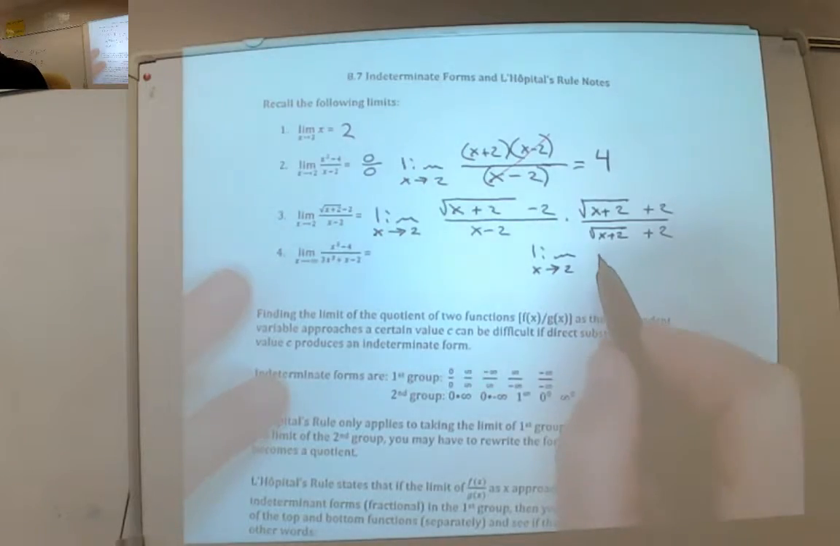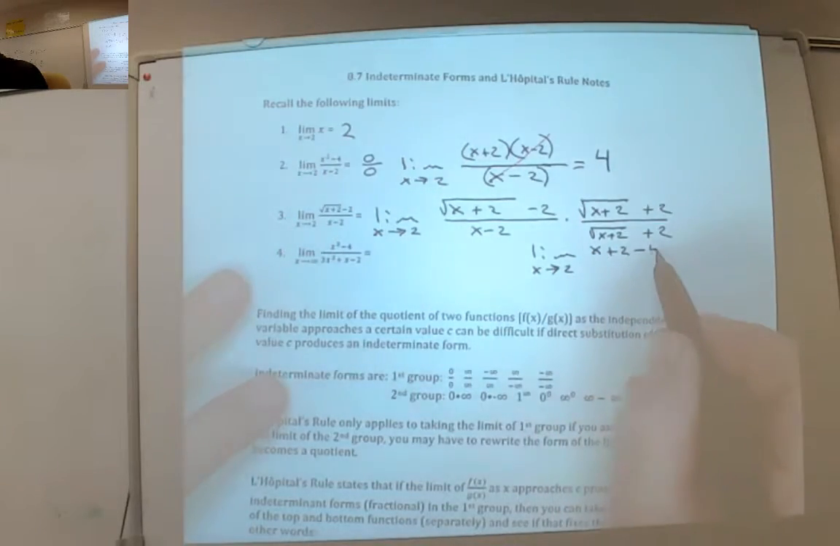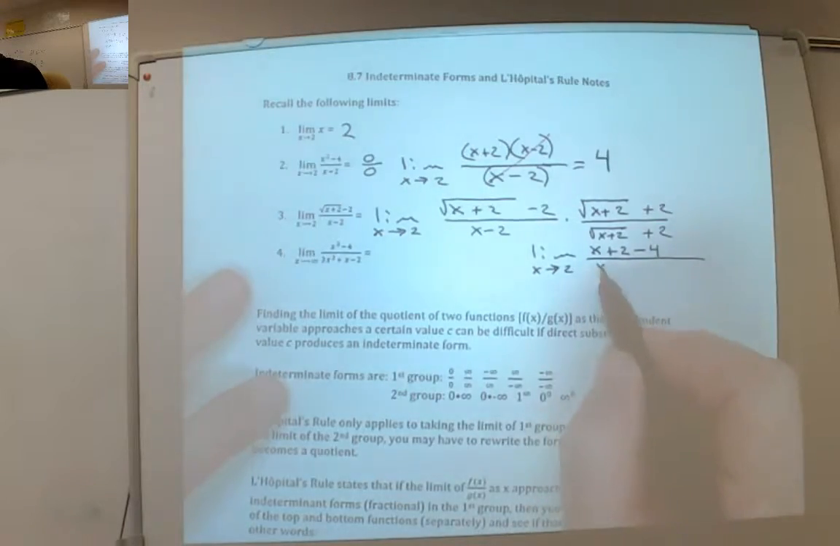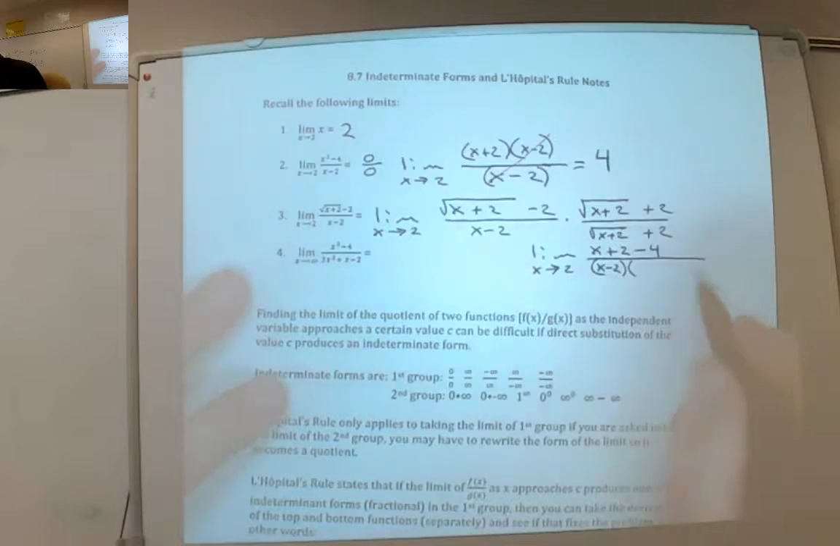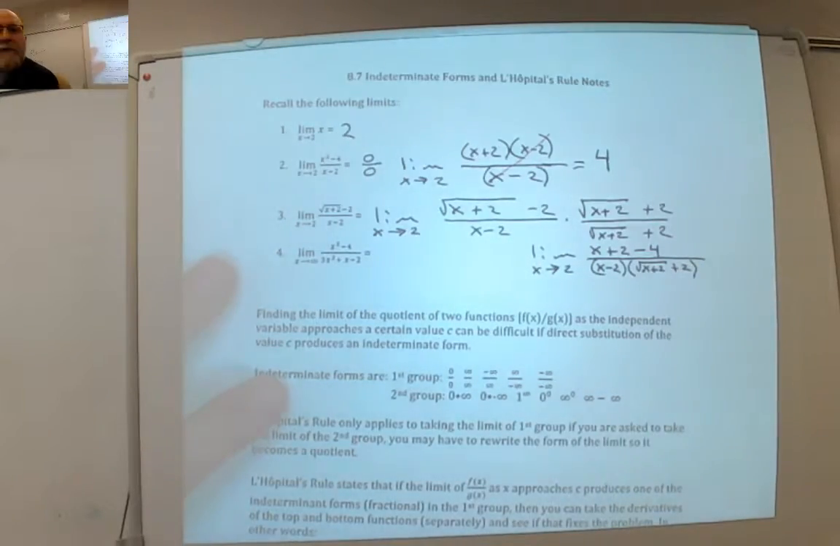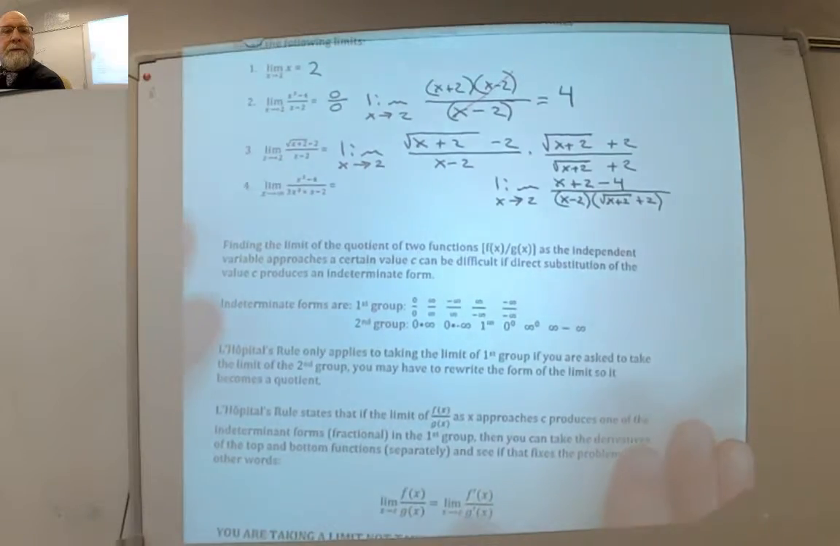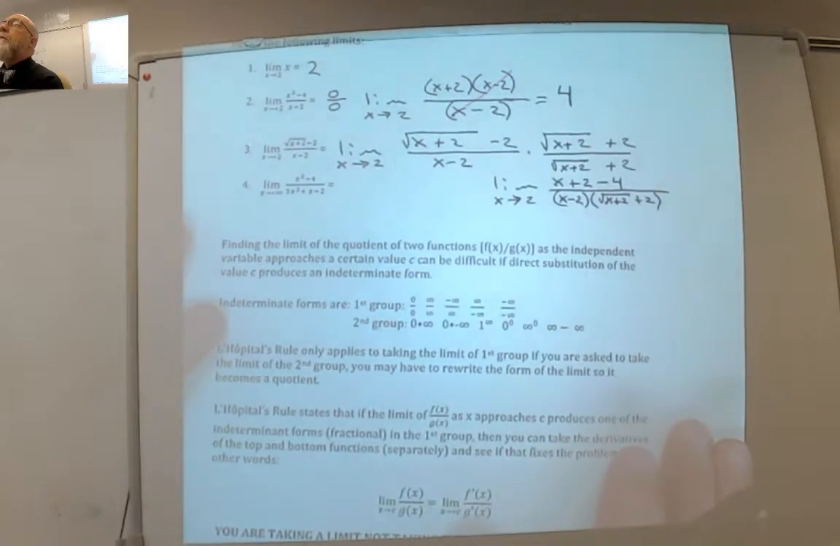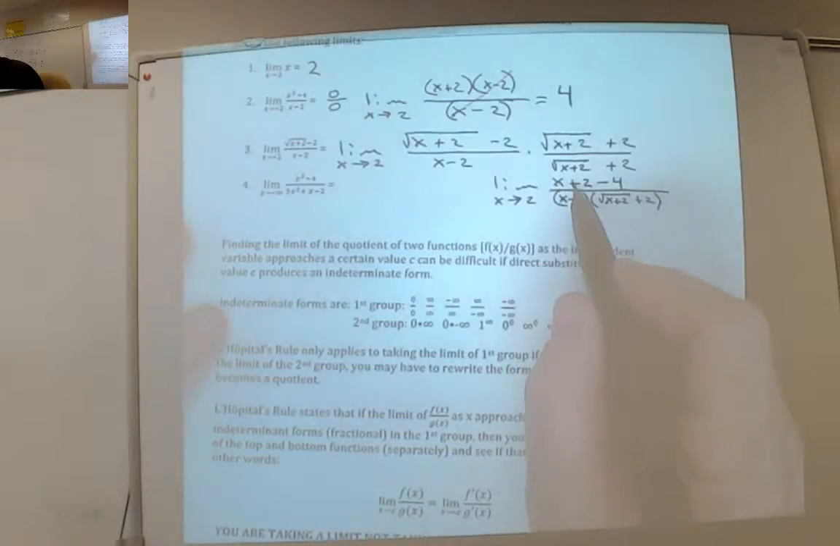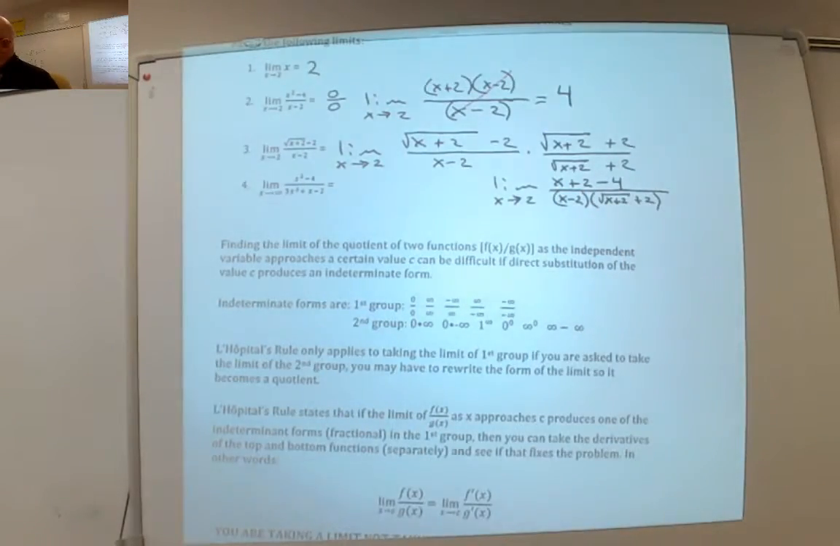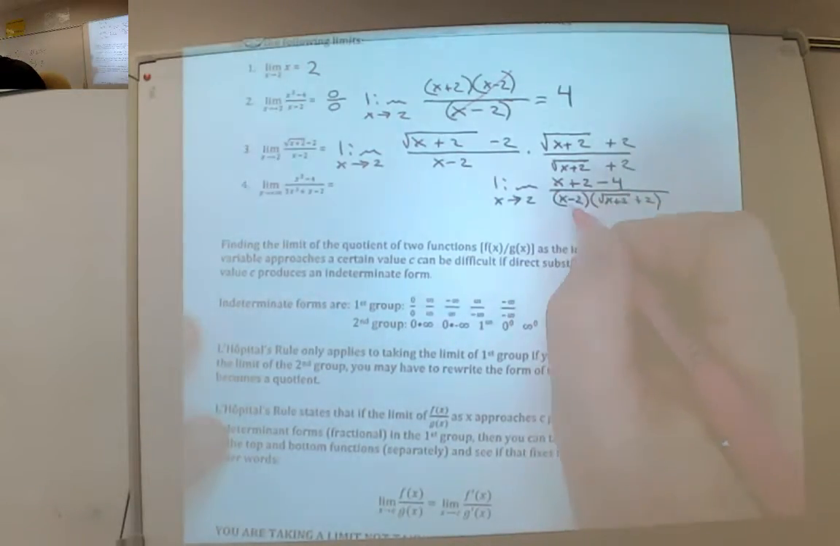You should get x plus 2 minus 4. Perfect, okay? And down here I'll have x minus 2, parentheses, square root of x plus 2 plus 2. Does that look correct, Jacob? Yep. Okay, can you see that okay in the back? Jacob? Yeah. Okay, so what is x plus 2 minus 4? Minus 2. What? X minus 2. So that's x minus 2, and this is x minus 2.